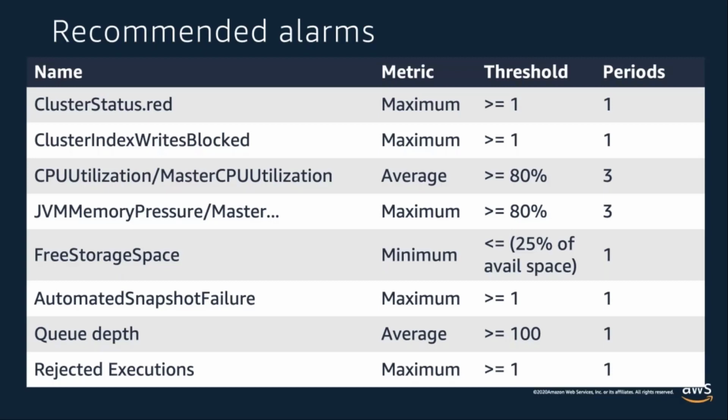And you want to keep your JVMs less than 80%. Elasticsearch garbage collects at 75%. So if it ever gets up to 80%, something is going south.